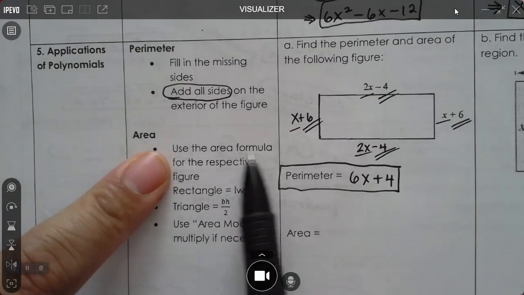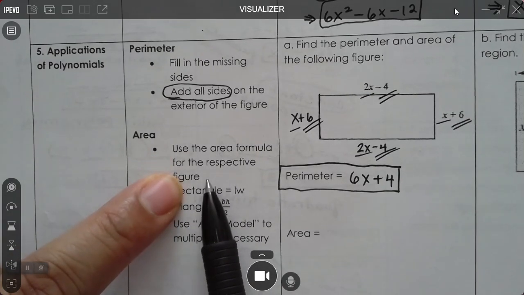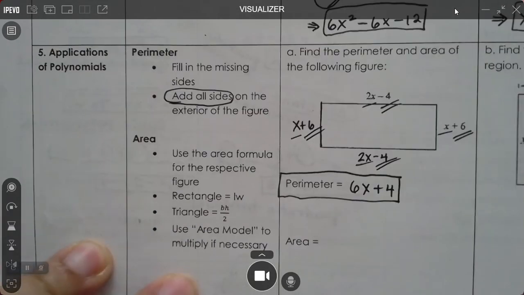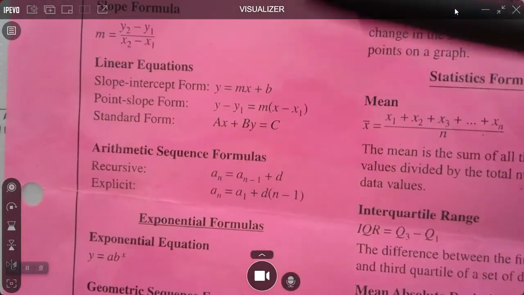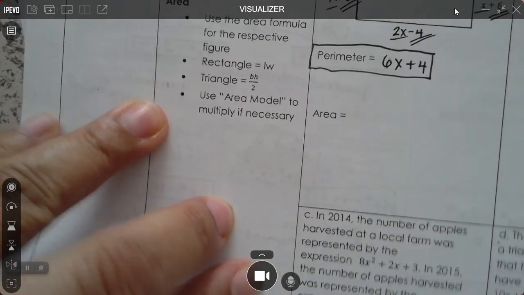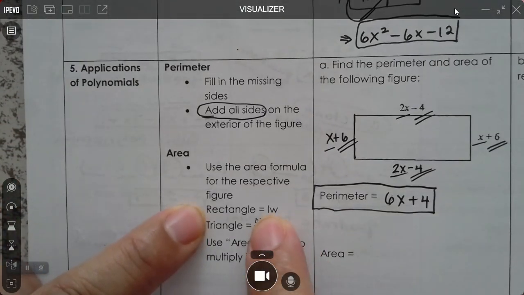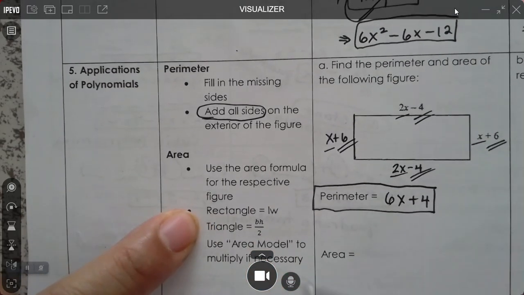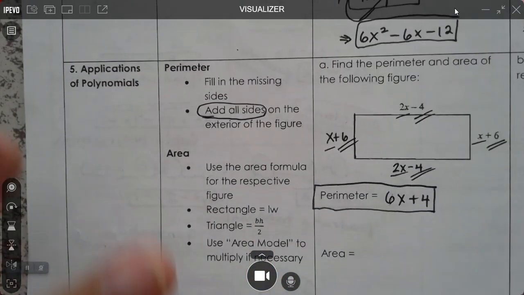So use the area formula for the respective figure. And I'm looking at the formula sheet somewhere. Wait, I got it right here. Yep, the shapes are not here. So how to find the area of a rectangle, you need to know. How to find the area of a triangle, you need to know. And of course, the rectangle and a square are basically the same thing, okay?